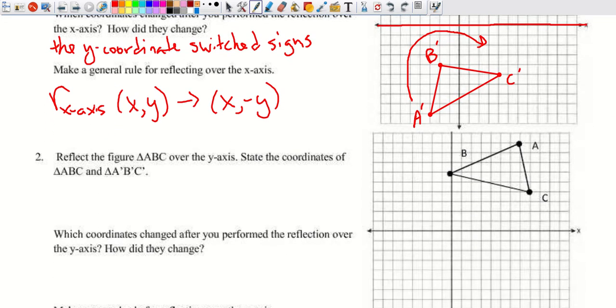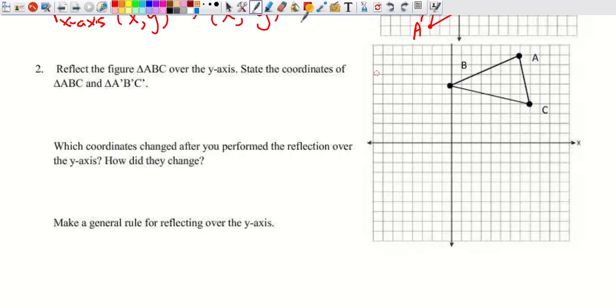All right, going down to number 2, what if we reflect in the y-axis? Same thing here. I'm going to start from the point and reflect it over the y-axis. So here we can see this is 1, 2, 3, 4, 5, 6, 7 points away. So it's got to be 7 points on the other side. So there's where A goes.